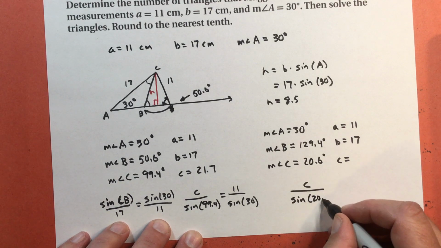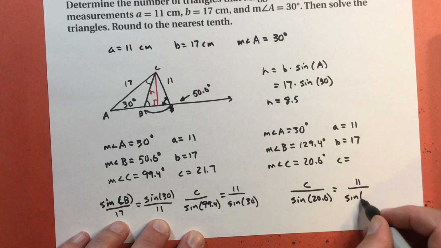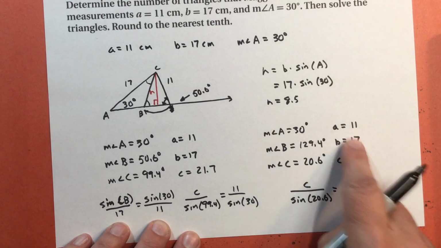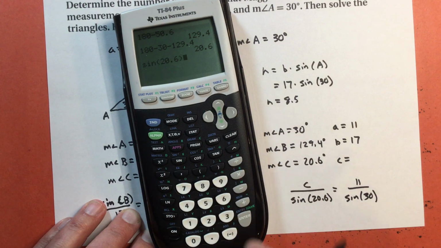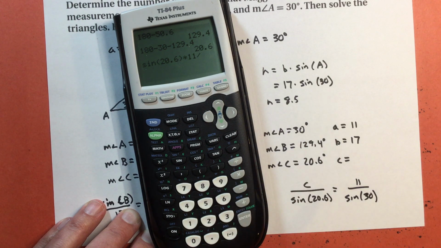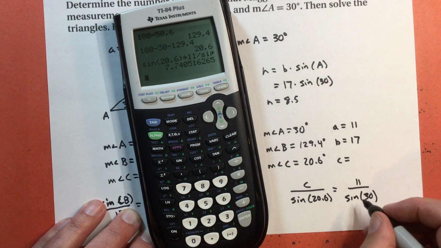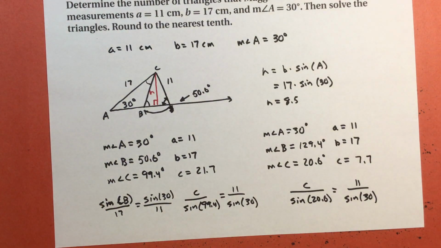And now side C over sine of 20.6 is going to be 11 over sine 30. So remember, I always go back to what I was given. Sine 20.6 times 11 divided by sine 30. And that gives me, rounded to the nearest tenth, 7.7. So because I got two different triangles, I had to solve both of them. Okay, we'll see you in the practice problems.